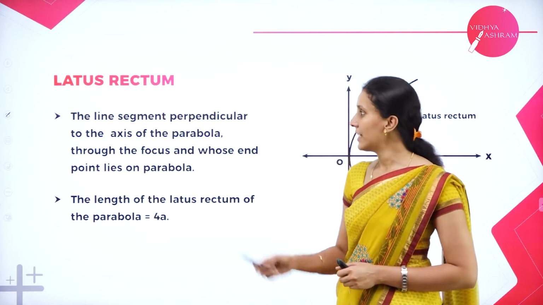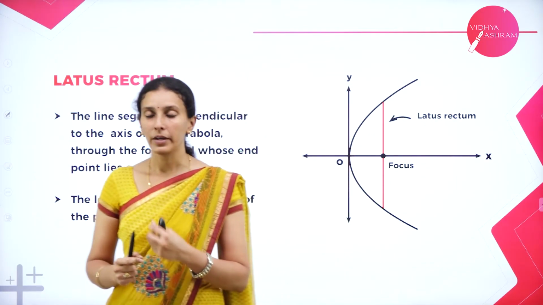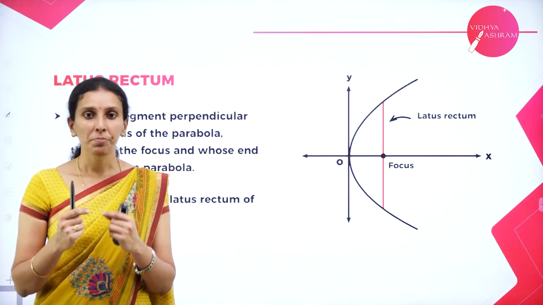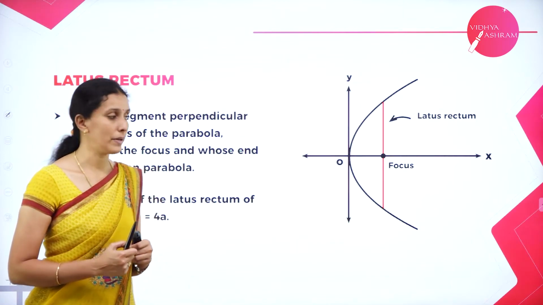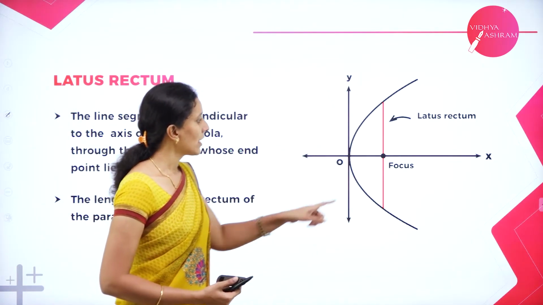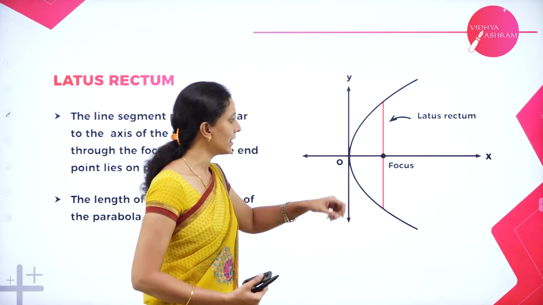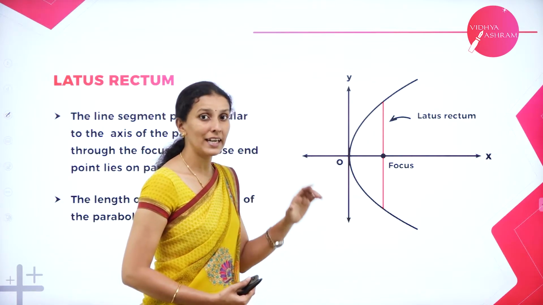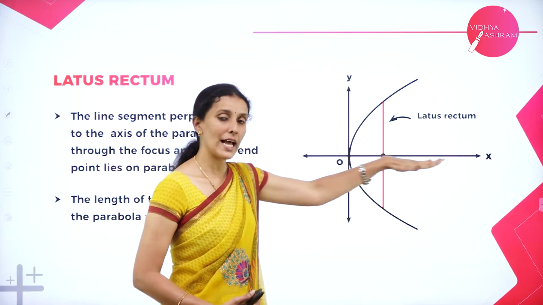Next we come across the latus rectum. So what do we mean by latus rectum? It's a straight line which passes through the focus and is perpendicular to the axis of symmetry. Here I have taken a right-handed parabola. You can see this is the focus, and we have a red line here which is passing through the focus, and it is exactly perpendicular to the axis of the parabola.